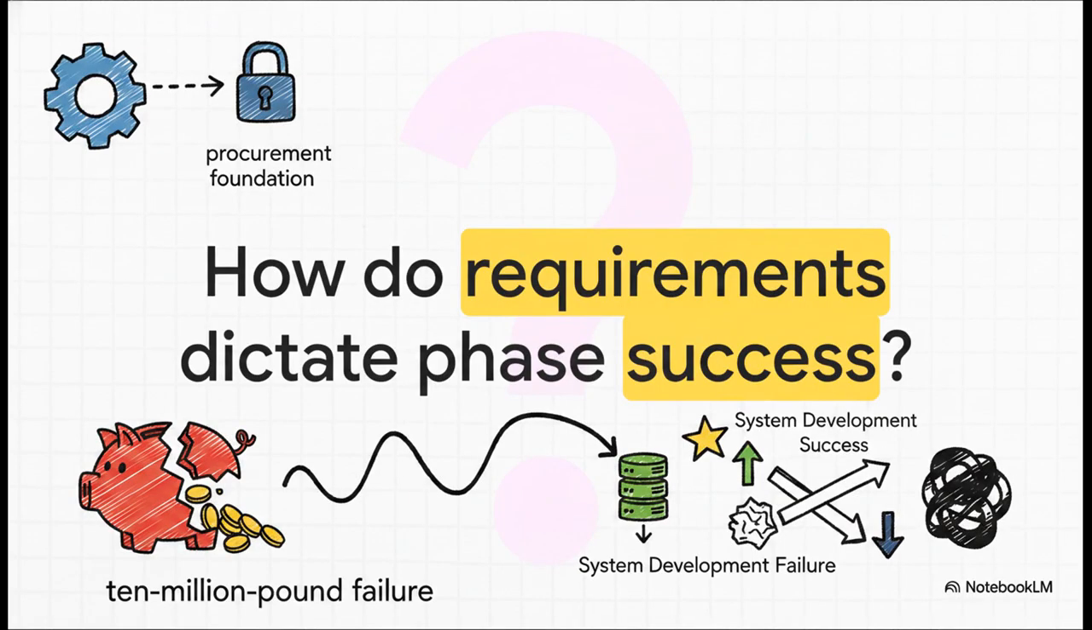I want to leave you with a bit of a provocative thought to chew on. We've seen today that procurement is the crucial foundation of all software engineering. Every single decision made here locks you into a path. So, considering that £10 million failure we just discussed, how will the requirements you define or fail to define during procurement dictate the absolute success or failure of the next phase, system development?